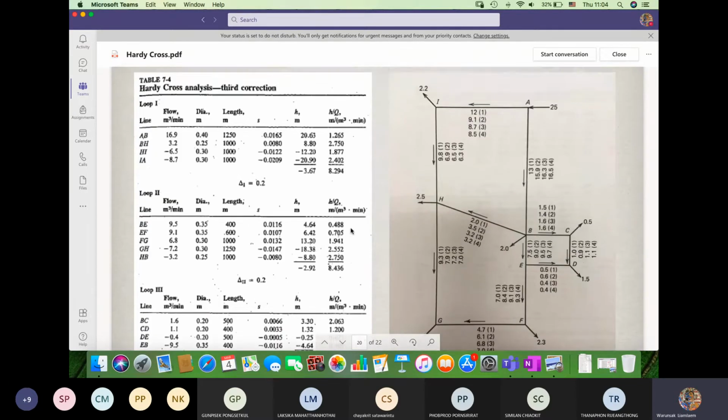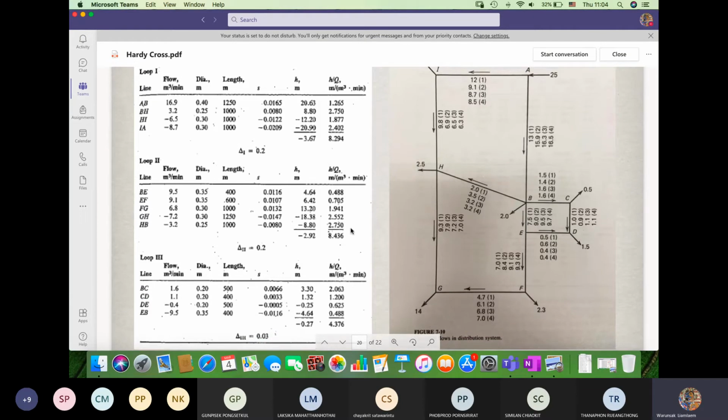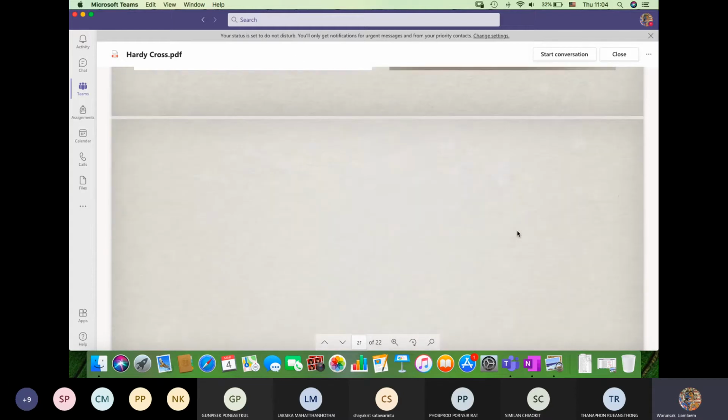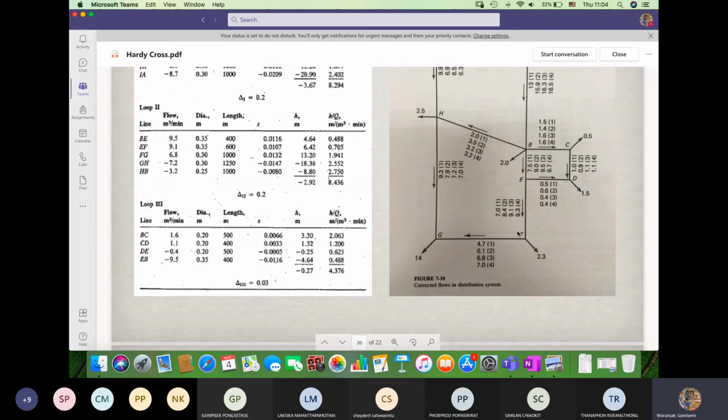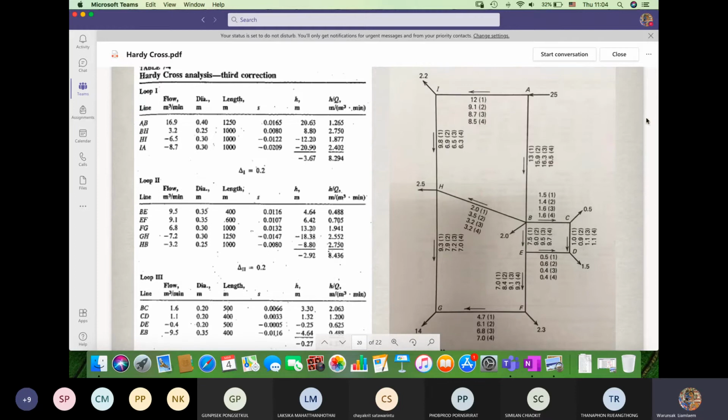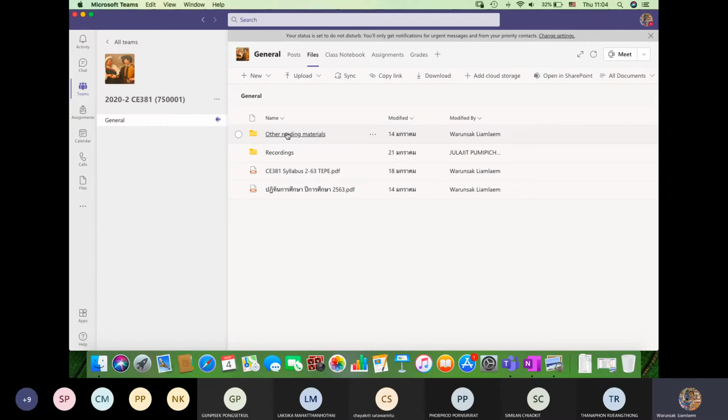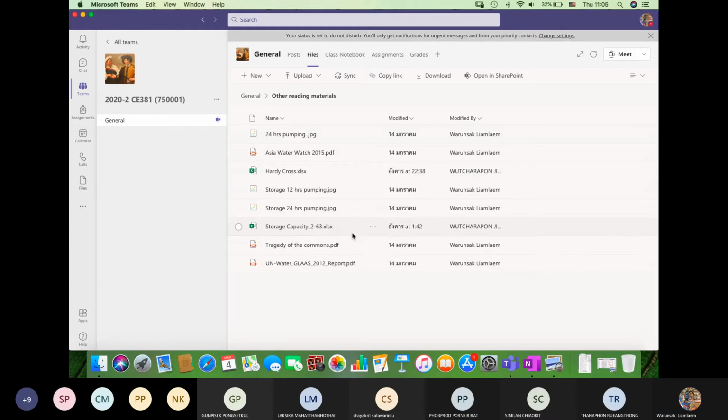So this is the method called the Hardy Cross. But just imagine that we only have 3 loops. If you have more loops, you have to use some advanced software to determine the flow rate. But anyway, according to this example, I have made the Excel files you can use to determine the flow rate.